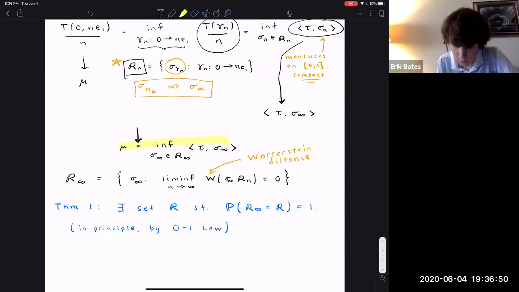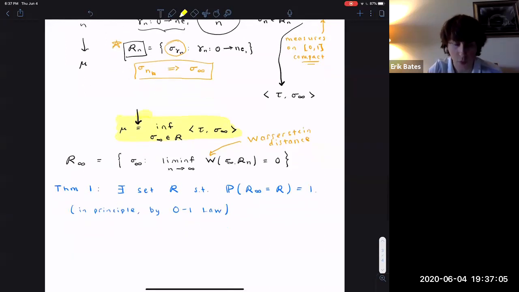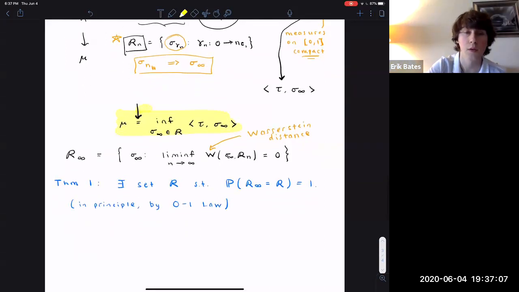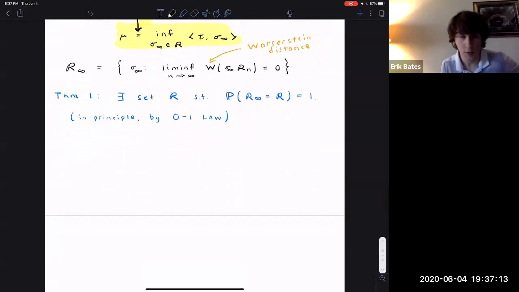So this variational formula now can be rewritten without this R infinity here. That's the whole point. So we have a deterministic set now that the variational formula is over. And with that, we can do quite a bit. So let me extrapolate on that a bit.